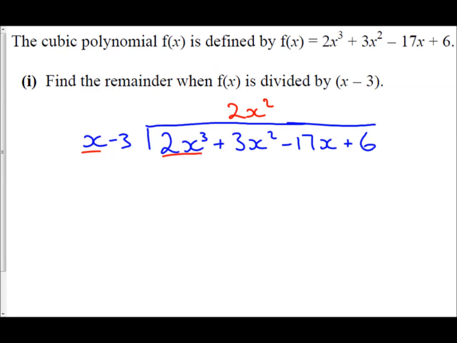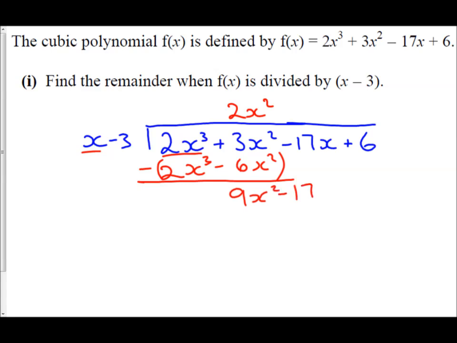And now I times my whole bracket by 2x squared. So I get 2x cubed minus 6x squared. I'm very careful about my signs. I get 3x squared plus 6x squared becomes 9x squared. And then I drop down my minus 17x.